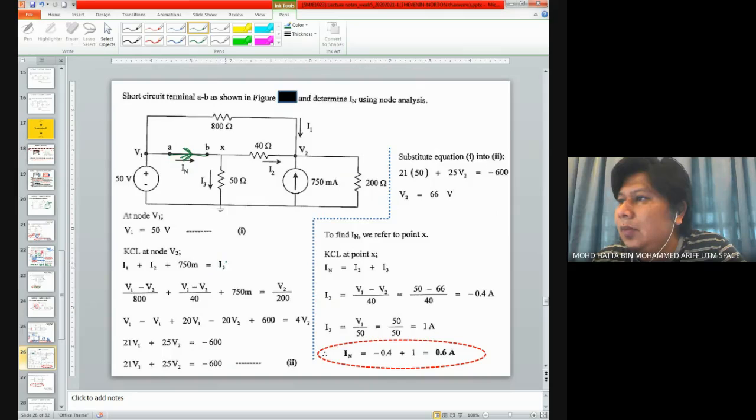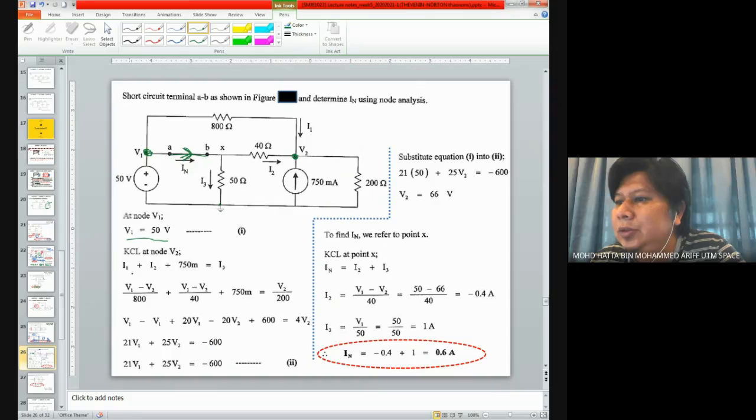Okay, now node analysis. So we have one node, this node is considered the same node. Okay, V1 also X is considered the same node because this is just a wire. Another node, we have V2 over here. So at node V2, considering this is our node V1 and this is our reference node. From V1 to reference node, we have 50 volts, means that we don't need to calculate V1 because it's already given by 50 volts.